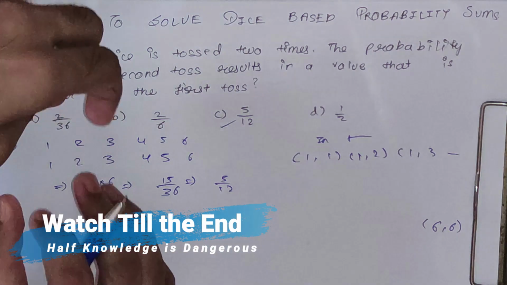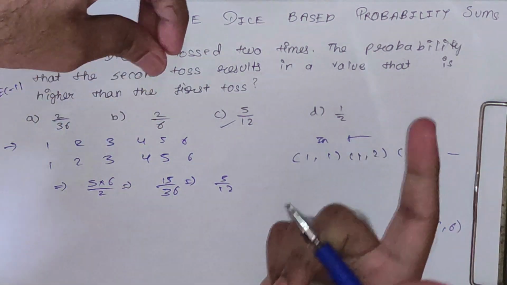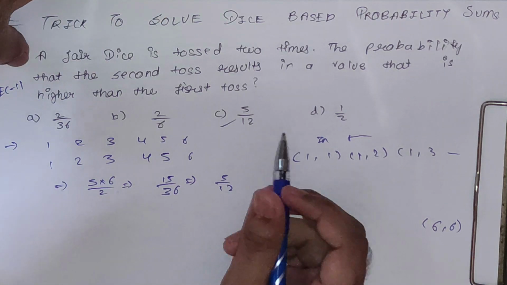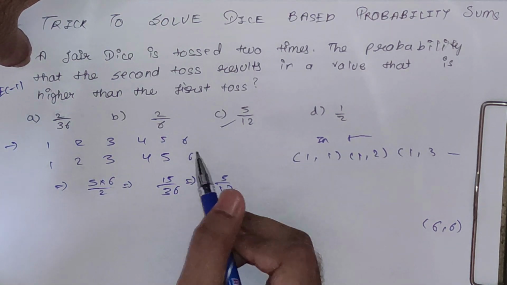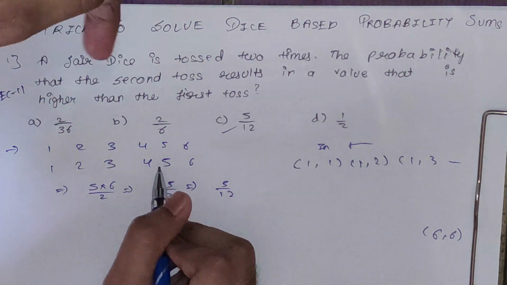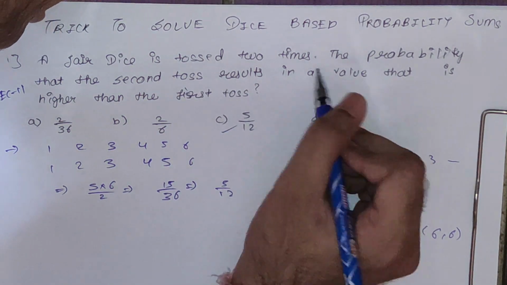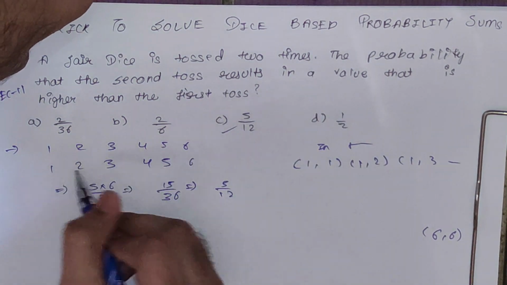But in the trick we are not going to count in this way, we are going to count in a smarter way. So let's see the trick here. You have to write the numbers row-wise and repeat it for the total number of times your dice is tossed. You can see here the dice is tossed 2 times, so I'm repeating 1, 2, 3, 4, 5, 6 for 2 times.